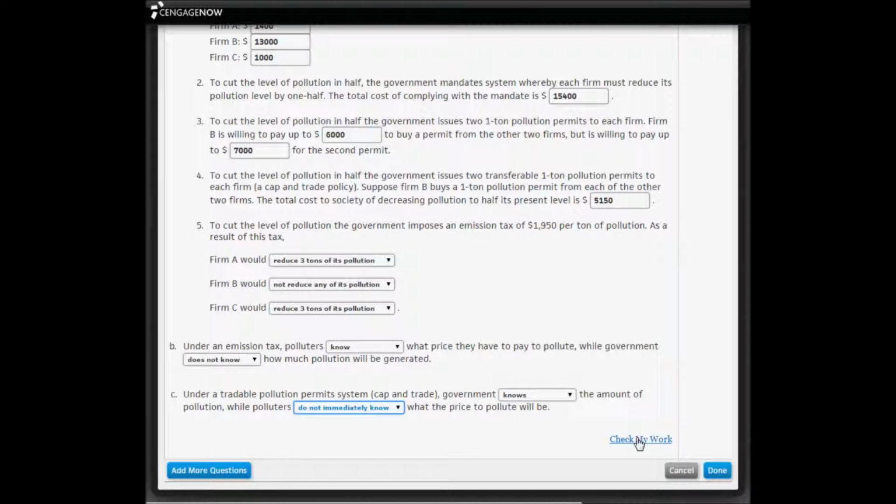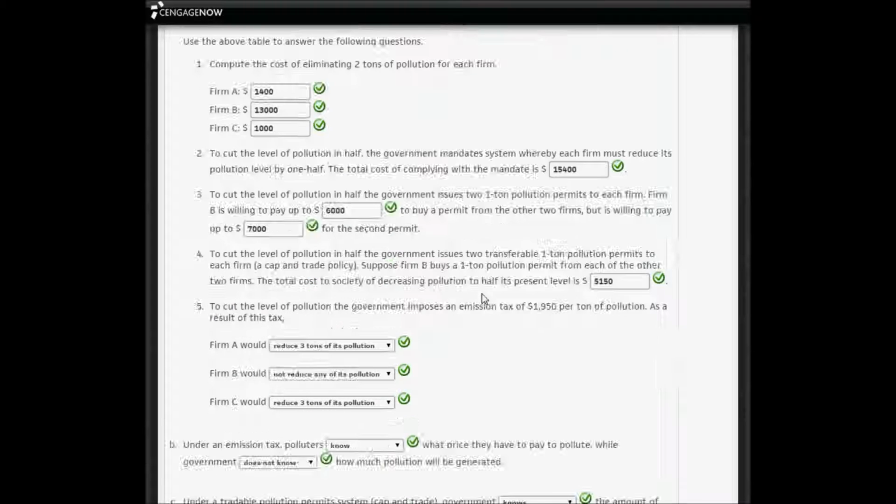Let me check my work and I should get everything correct. And it looks like I get everything correct.